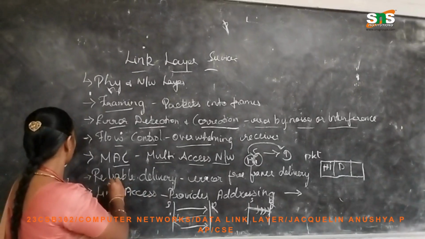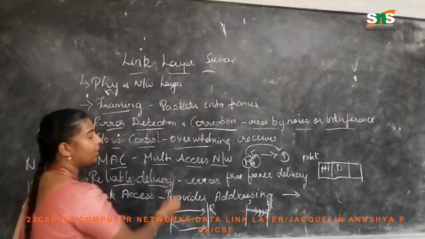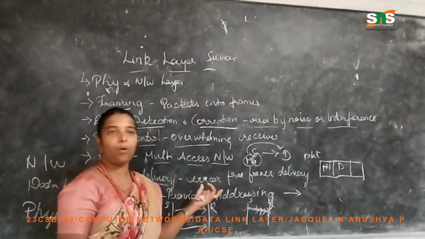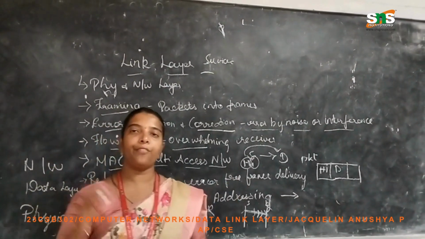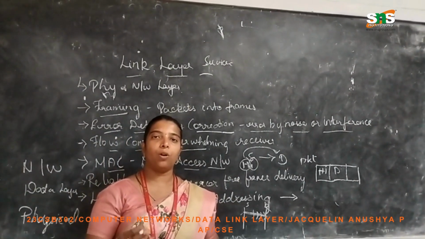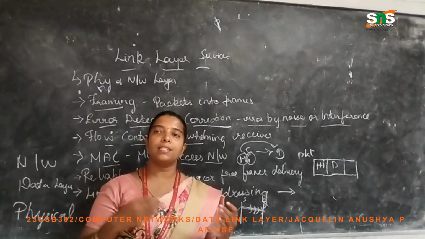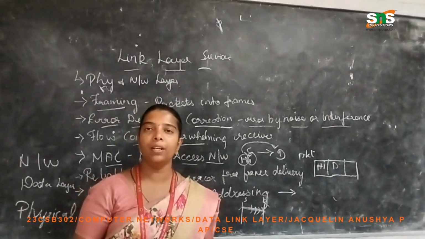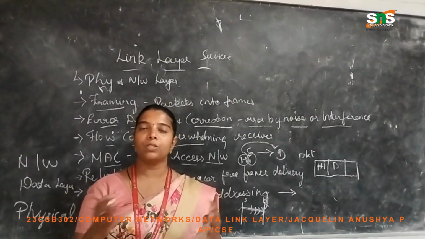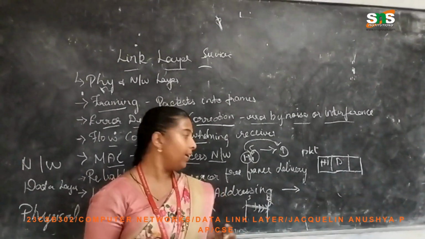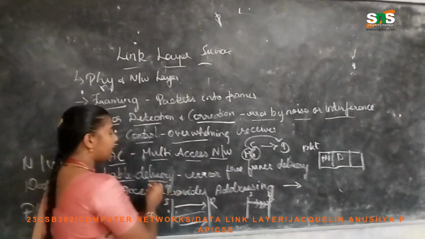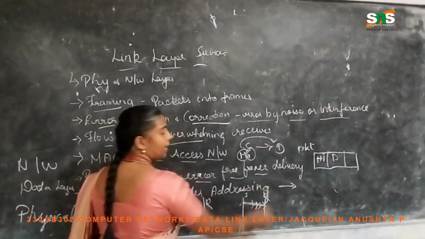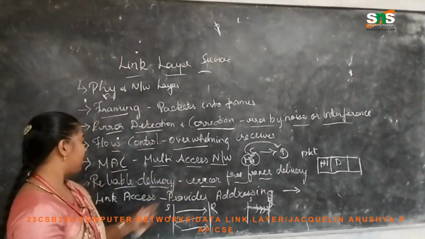Next is your reliable delivery. Reliable delivery is an error-free network delivery. The message can be sent simultaneously, where the sender is available and the receiver is also available. At that time there will be no error occurring. So this reliable delivery occurs and the frame packets will be delivered quickly.